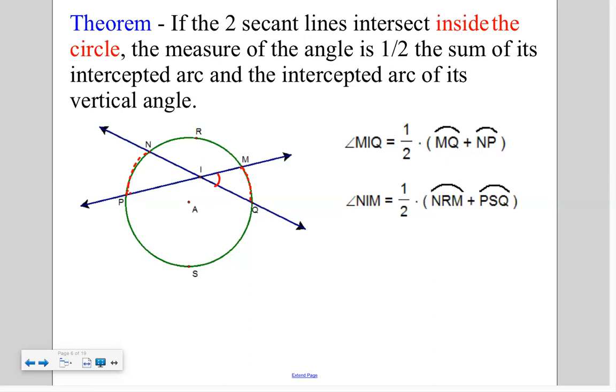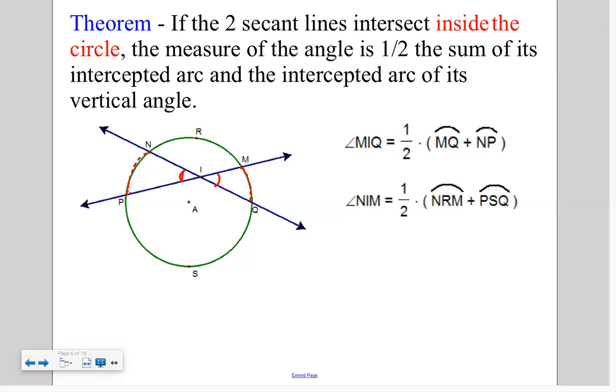Yeah, so if you have the intersection point at the center, then those become central angles, which are going to be equal. The equation would still work because you'd be finding the average of these two central angles, which are going to be equal, and the average of equal angles is the exact same thing. But in this case, MIQ is going to be equivalent to NIP because these are vertical angles. Each of those angles is going to be equal to the average of these two arcs. You have to add them together and divide by 2, or do 1/2 times the sum of those two arcs.